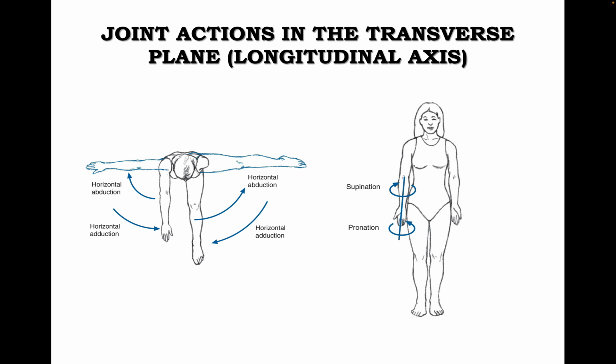Versus pronation, letter P, palm down. If you held my hand and twisted it so my palm was facing the ground, pronation, letter P, palm down, that would be pronation.